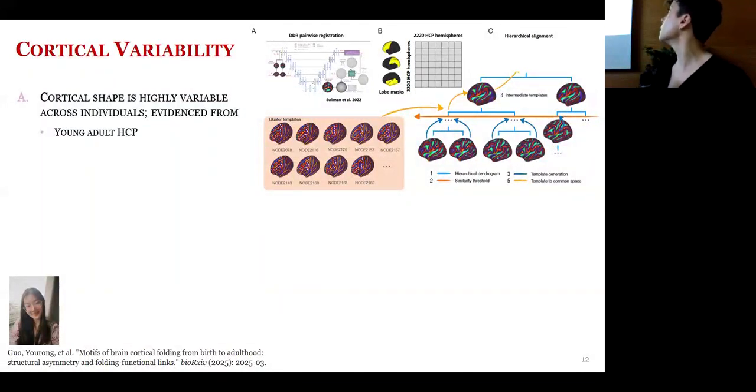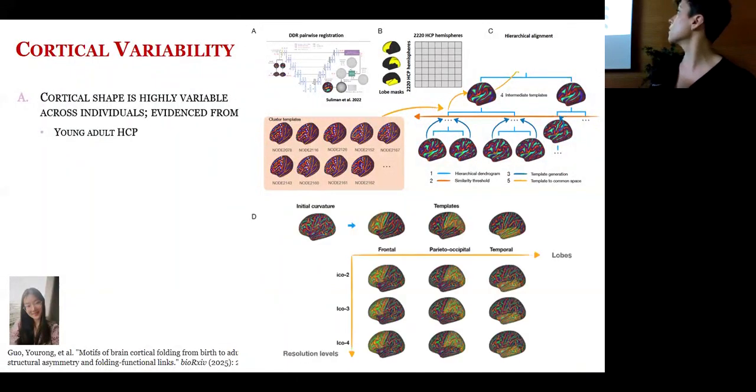So this was work by Yuan Guo. And she used learning-based cortical surface registration because this was running so fast. She was able to register all pairs of hemispheres of the young adult HCP and DHCP together, and then cluster them into groups from which she could generate 30 group templates, which characterize in sharp detail all of the modes of cortical shape variability for each of the frontal, parietal, occipital, and temporal lobes.